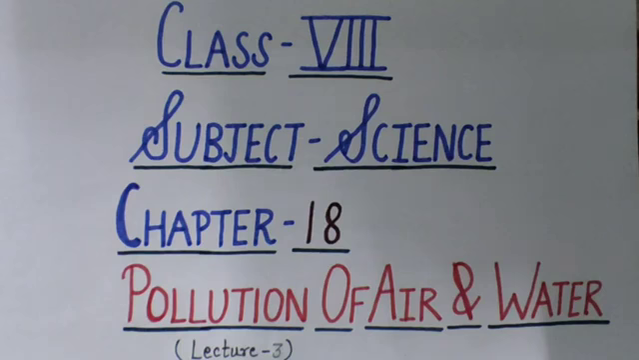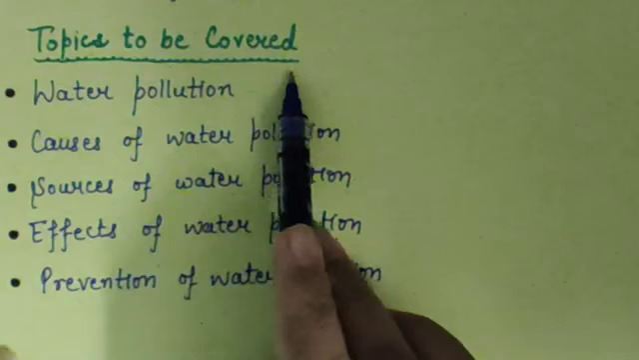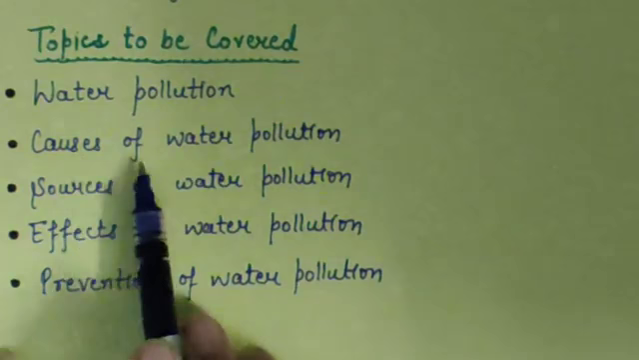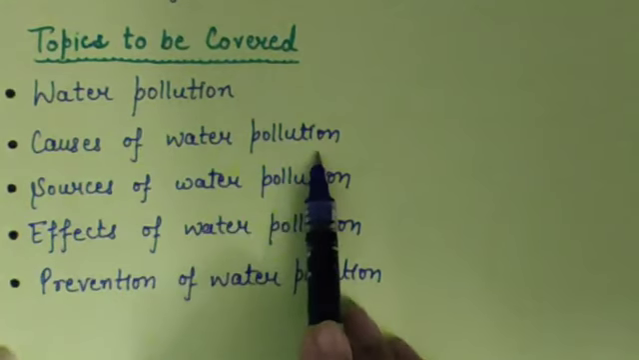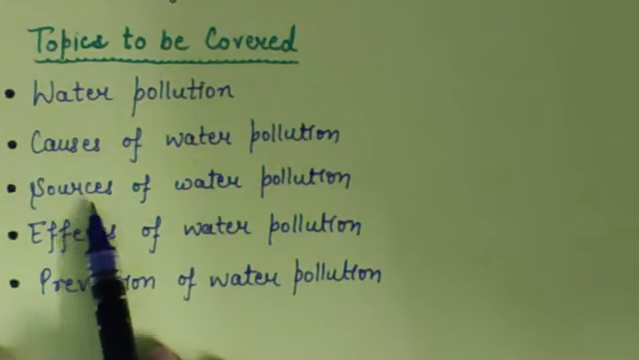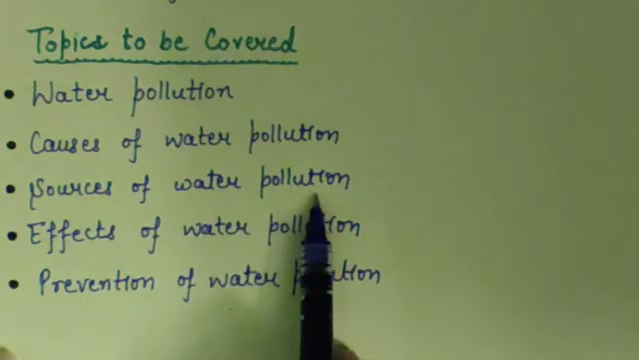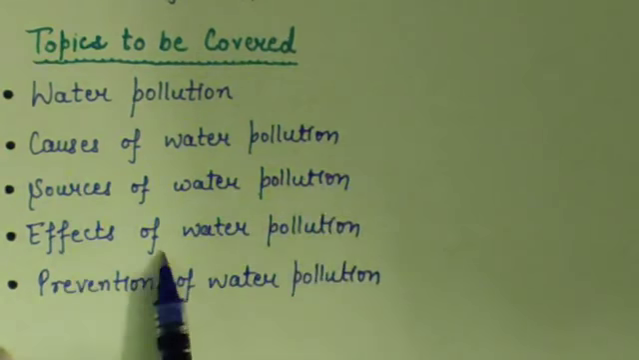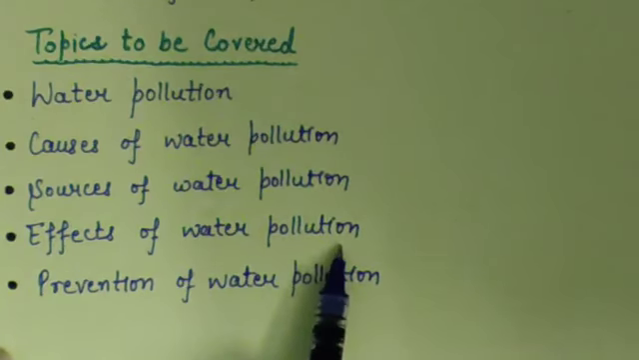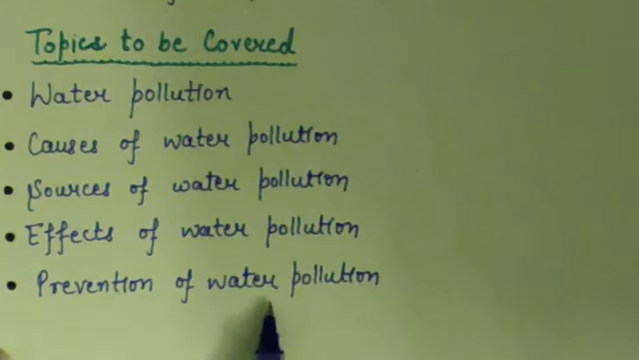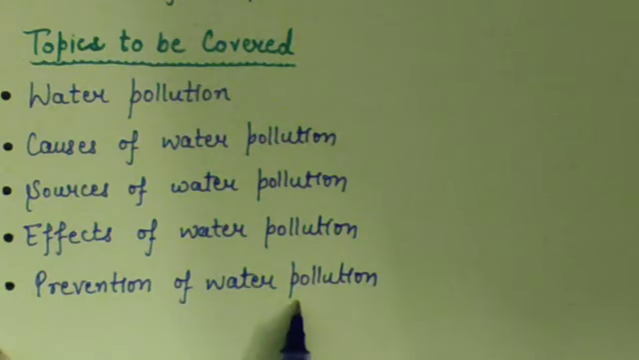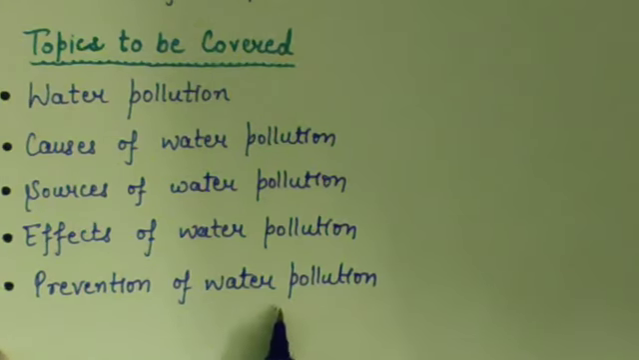Now, in this lecture, topics to be covered are, first is water pollution, second is causes of water pollution, next sources of water pollution, means what are the sources of water pollution, and then effects of water pollution, and in last, prevention of water pollution, means how can we prevent our water to get polluted. So we will discuss these topics in this lecture.